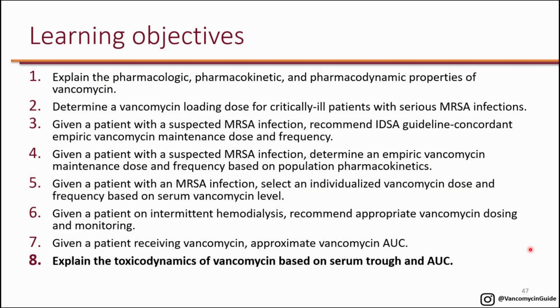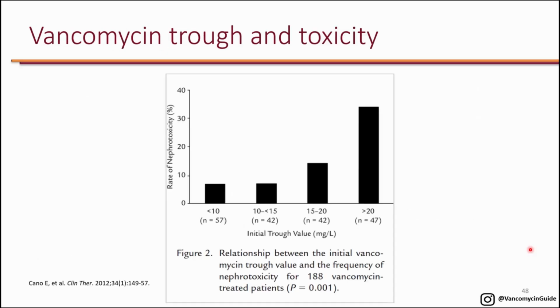The last learning objective is to explain the toxicodynamics of vancomycin based on serum trough and AUC. There are a lot of studies that have looked at the correlation between vancomycin trough and toxicity, specifically nephrotoxicity. Here on the horizontal axis, we're looking at different levels of trough: less than 10, 10 to 15, 15 to 20, and greater than 20. And on the vertical axis, we're looking at the rates of nephrotoxicity.